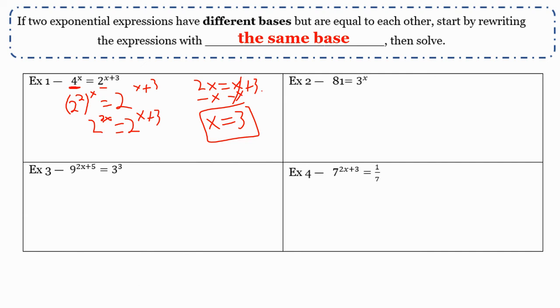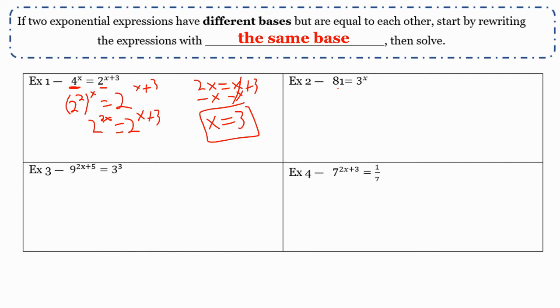Looking at example number 2, we have 81 is equal to 3 to the x. Interestingly, the left side isn't even an exponential expression right now, but I can still rewrite it as one because I do want both sides of my equation to have the same base. So I want to figure out how to write 81 as 3 to some power. Again, it's going to be a little bit bigger one.